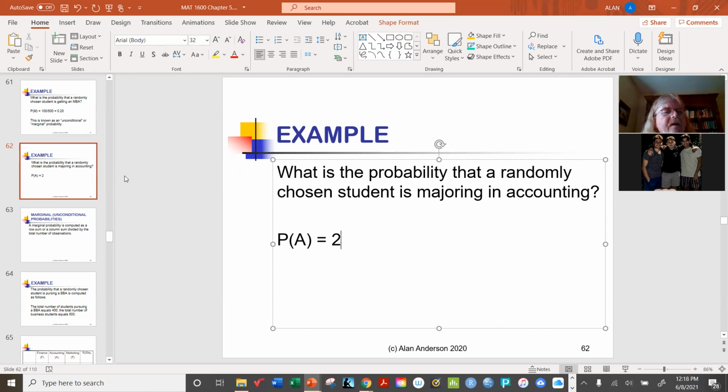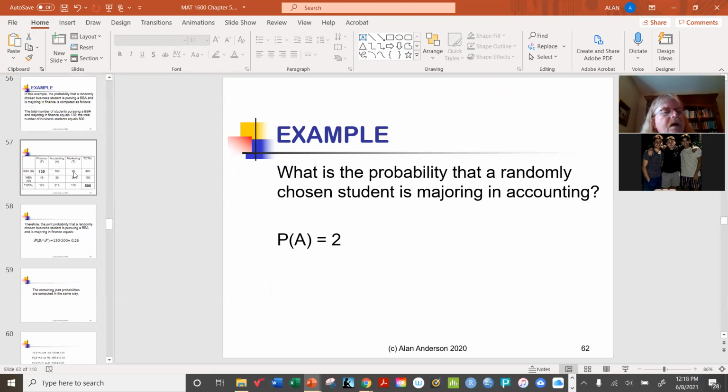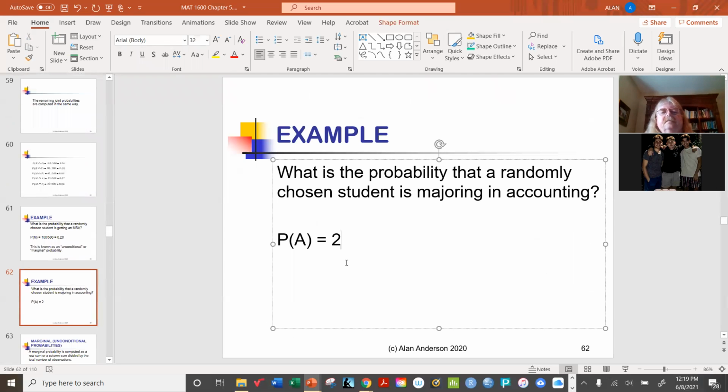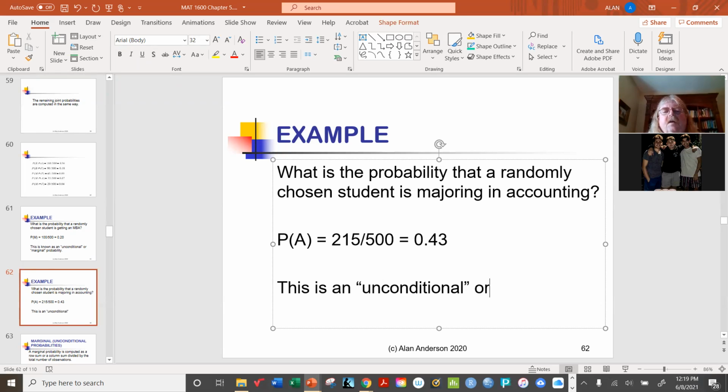Wait, now I already forgot what it was. 215. This is, and again, this is an unconditional or marginal probability.